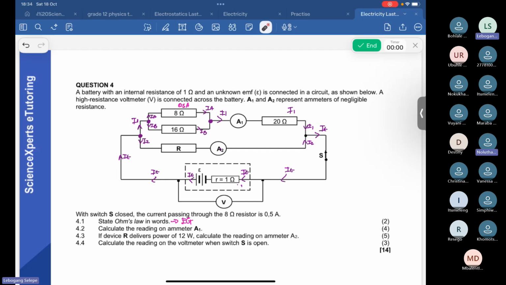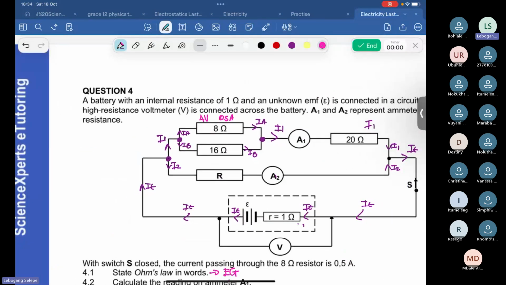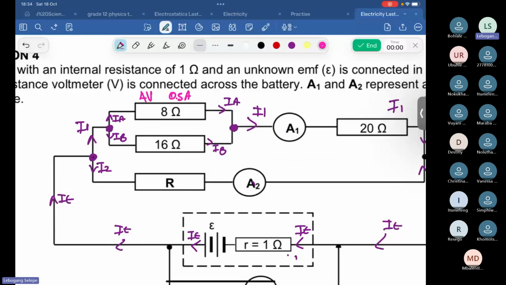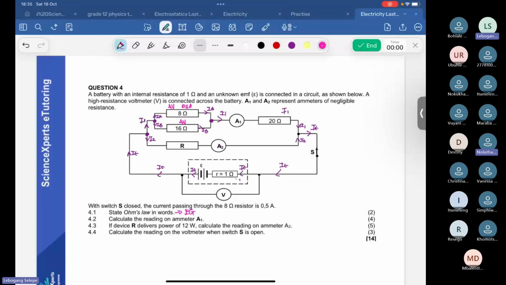I calculated the voltage for the 8 ohm resistance and I got 4 V. Okay, you got 4 V here. Then what are you going to do with that 4 V? The 16 ohm resistor would also have 4 V. Then I calculated the current for the 16 ohm resistance and I got 0.25. Yeah, that's a good approach.